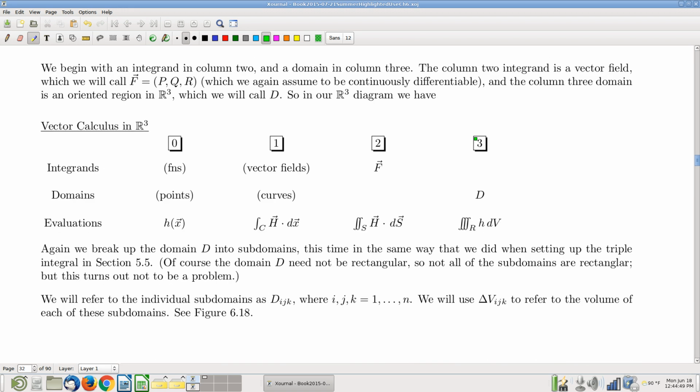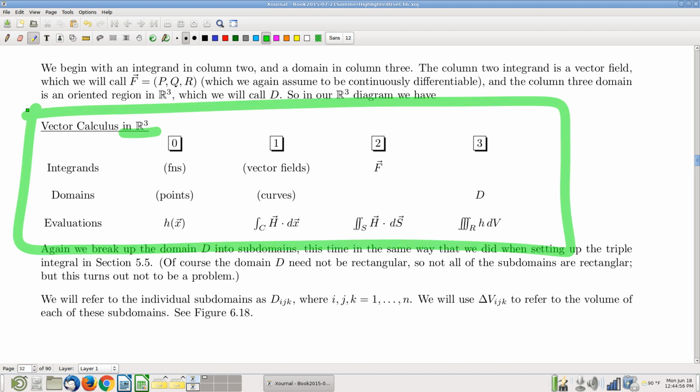Okay, so here's our scenario. We're in R3 now. Remember, here's our R3 diagram as it stands, and we have these conventions of what kinds of evaluations we have in these different dimension columns: points, curves, surfaces, three-dimensional solids. We're going to consider our usual scenario where we have some vector field. We have some domain. Now, in this case, it's going to be a three-dimensional solid in R3, in column 3, I mean.